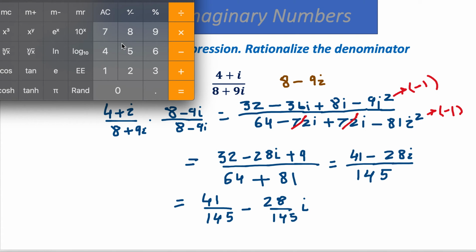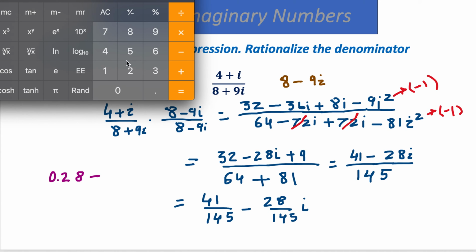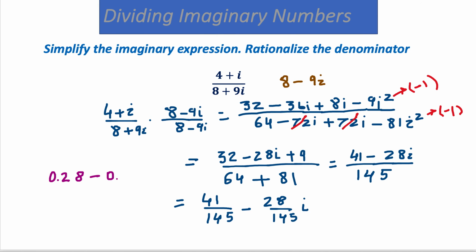Let me write the final number in decimal form. Let me divide 41 divided by 145. And this is 0.28 to two decimal places. Let me write with a different color. 0.28. So this is the final result. And the sign is negative. And 28 divided by 145. Let me try this number. Let me divide here by a calculator. 28 divided by 145 is 0.19. And this is 0.19i. So this is the final answer.